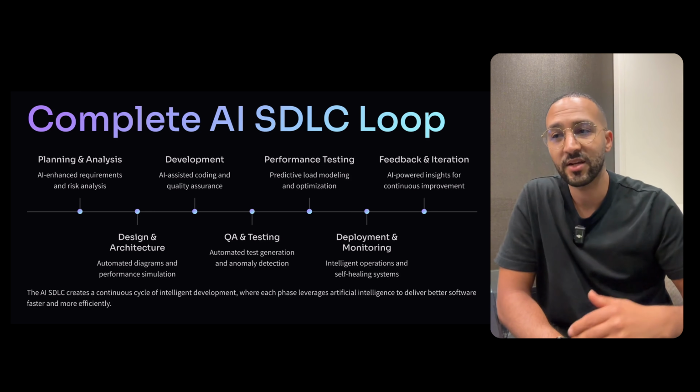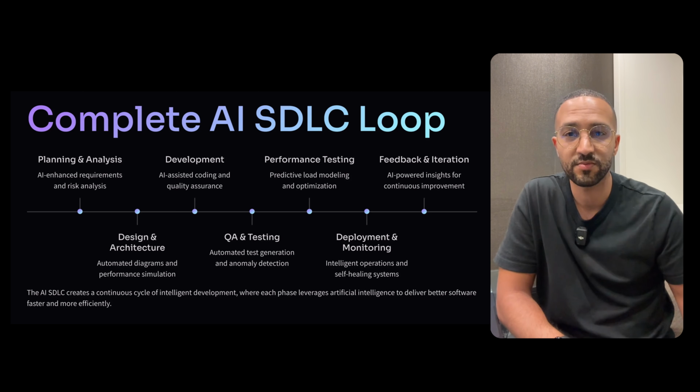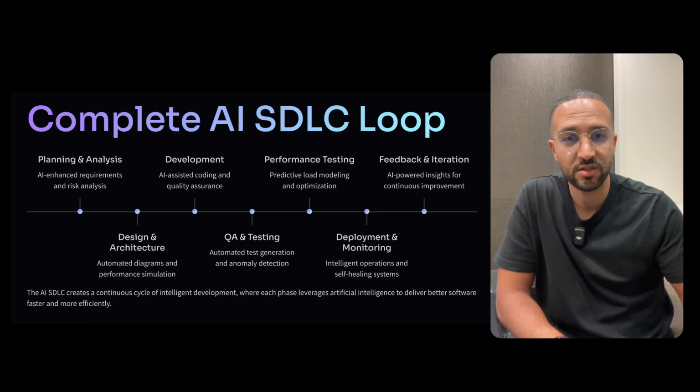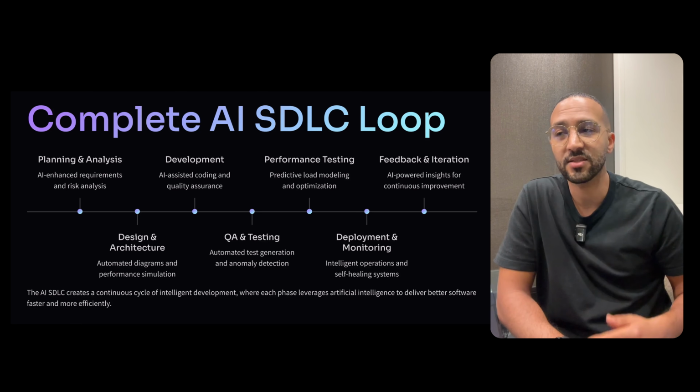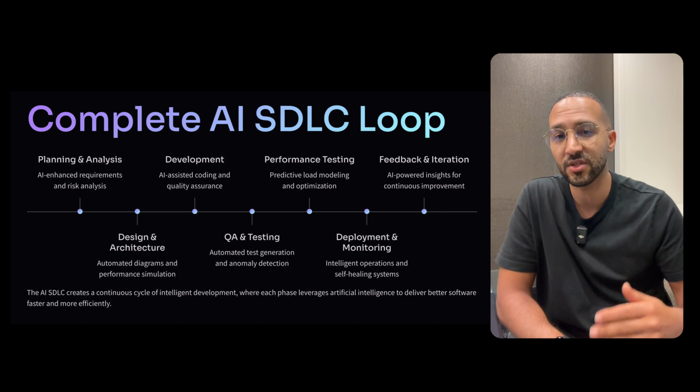We go back to the planning and analysis phase. So the big picture is this: the feedback and iteration makes the software development lifecycle a living, breathing cycle. It's not just about building once and walking away. It's about constantly improving, learning from real users, and making the product better every single release. And that's the full software development lifecycle.